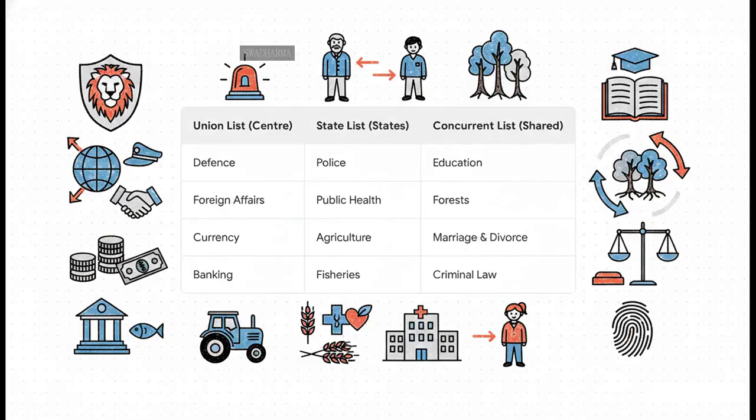So what are these 3 lists? First, we have the union list. Think of these as the big national-level chores that are exclusively for the older brother, the center. Things like defense of the country, foreign affairs, currency, banking. Subjects that need a single uniform policy across the nation. Then we have the state list. These are the local chores, matters best handled by the states, like the police, public health, agriculture. And finally, we have the concurrent list. This is a list of shared chores. Things like education, forests, marriage and divorce, where both the center and the states can make laws.